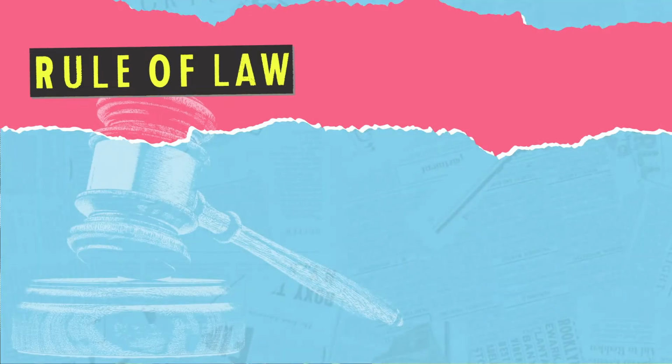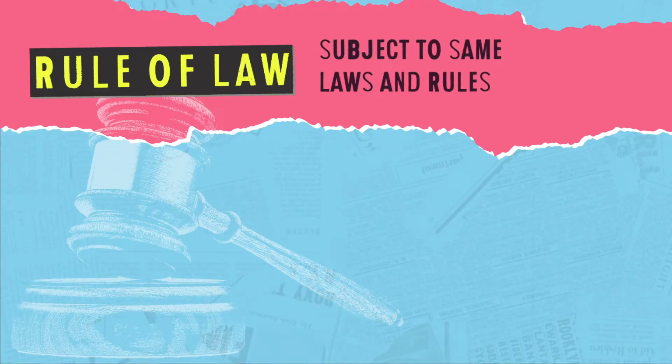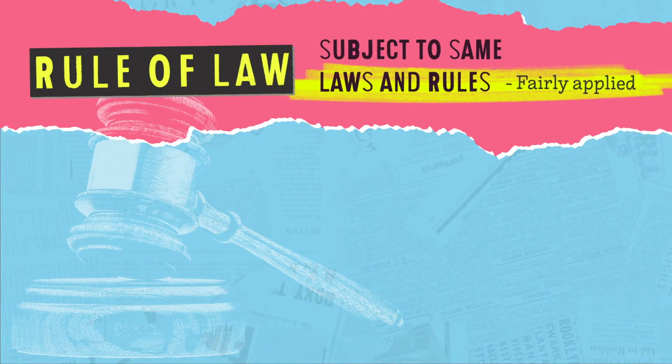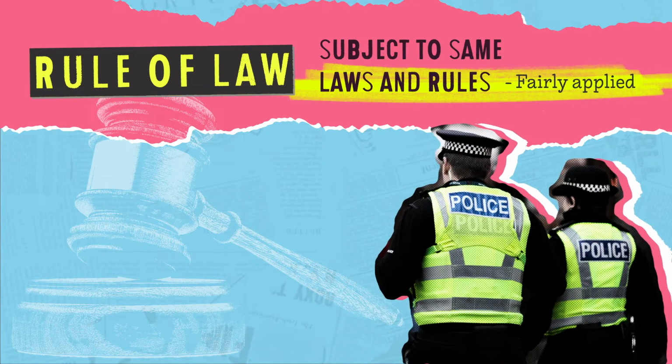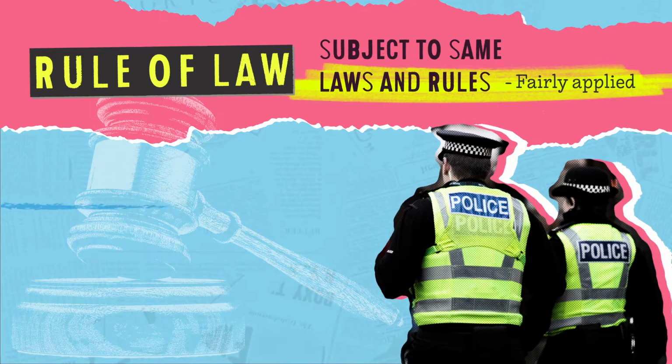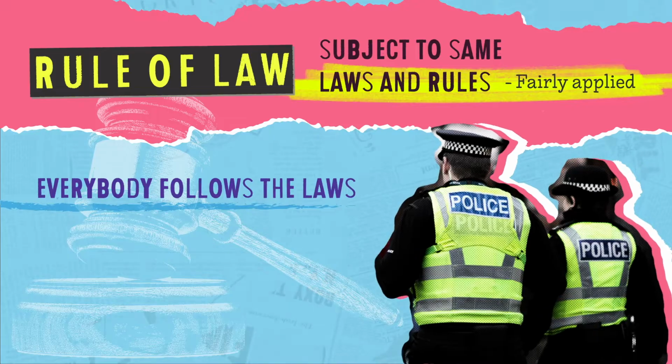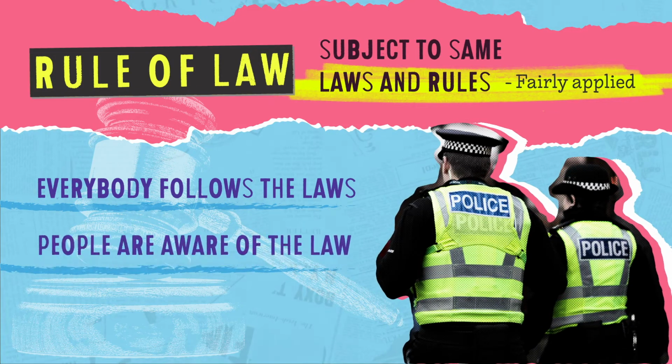The rule of law refers to the fact that all people and institutions are subject to the same laws and rules, and that those rules are fairly applied. On a basic level, this includes policing and the court system. They ensure that everybody follows the laws of the land and that people are aware of the law so that they don't commit crimes or act in ways that are dangerous or harmful to others.